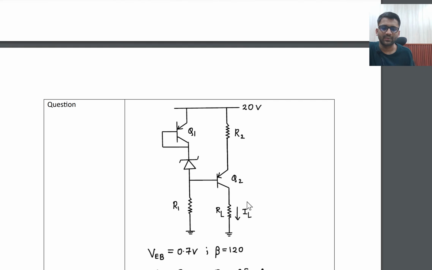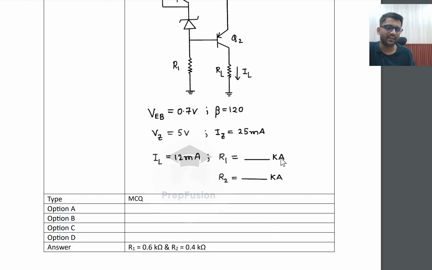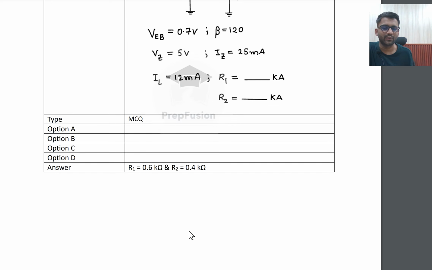That's why. Okay. And then coming to this question, here it is not kilo ampere, that is an error here. It will be kilo ohm. So R1 value was 0.6 kilo ohm and R2 value was 0.4 kilo ohm.